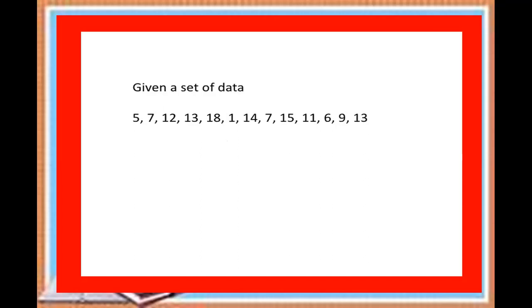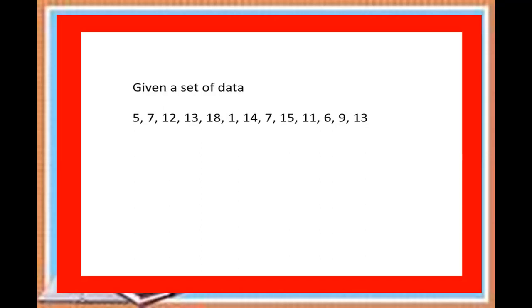The lowest is 1, and the highest is 18. So when we get the range, the lowest is 1, the highest is 18. When we get the range, that is 18 minus 1. So the range of that set of data is 17. Okay, so that is how to get the range of that given set of data.